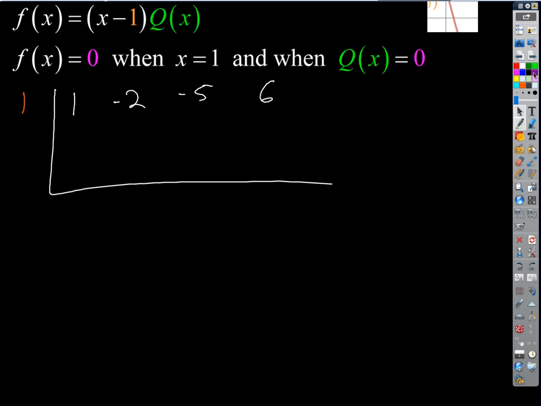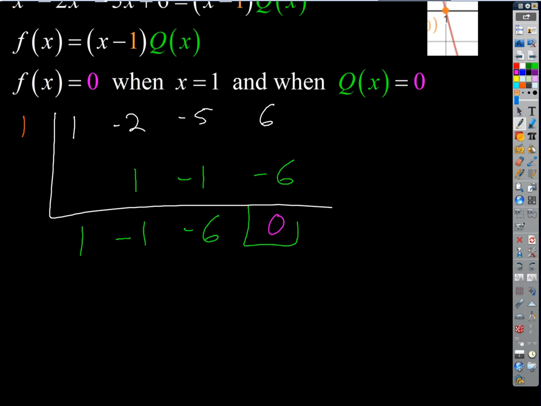Okay, so we drop down the 1. 1 times 1 is 1. Negative 1. Okay. And of course we get 0. We had to, right? Because it's a factor.